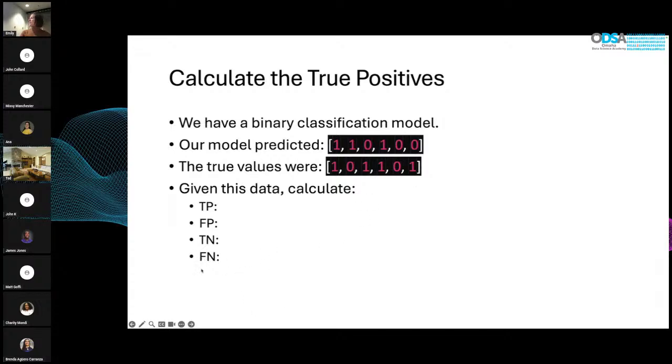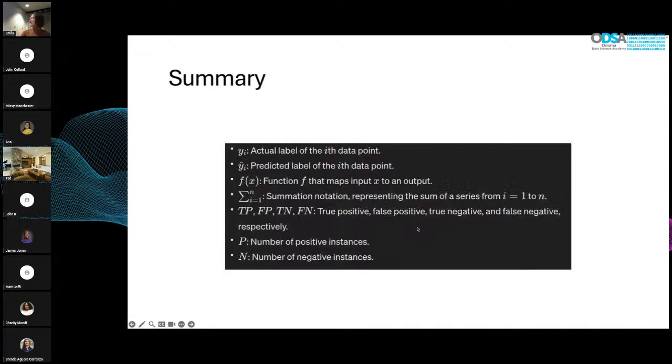And then how many false negatives? 2. We predicted 0. It was actually 1. All right. Feeling good about that. We're going to have a strong foundation.